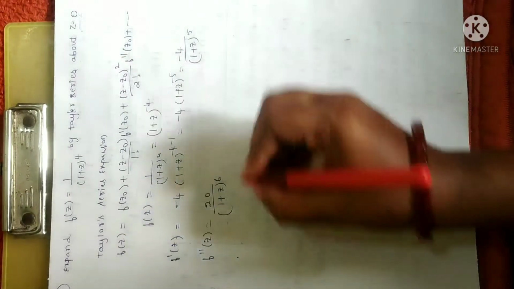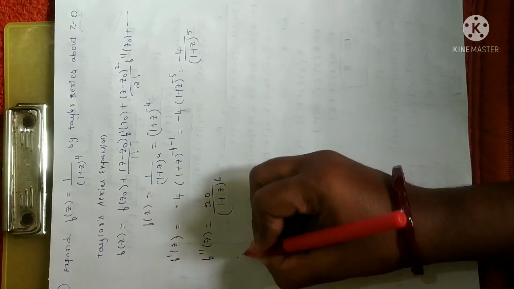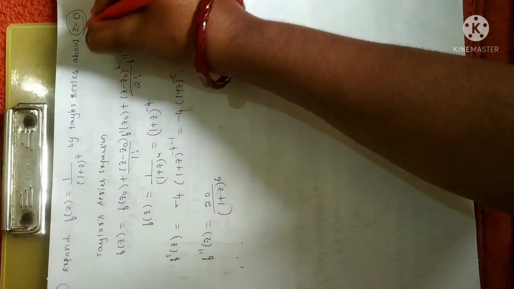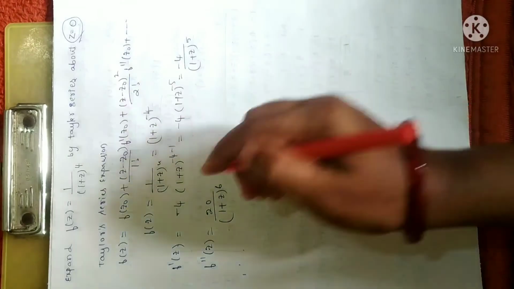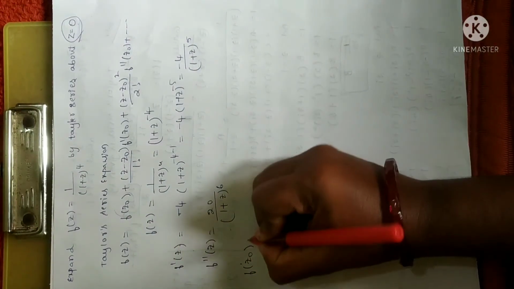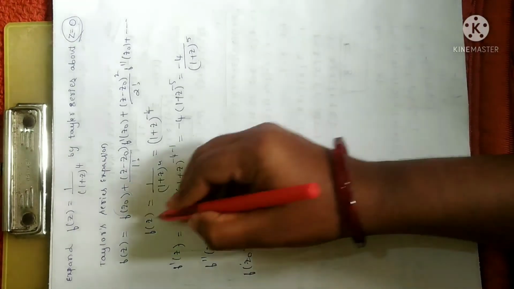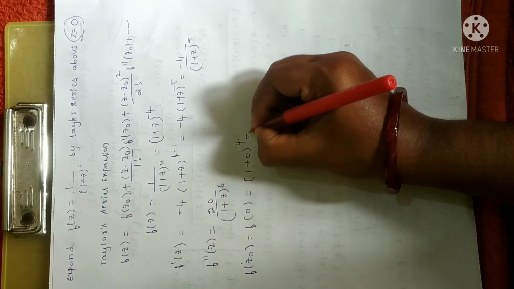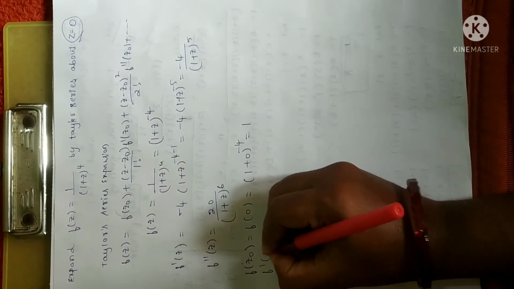Similarly, if you want, you can do one more step, or else you can stop here itself. So let me expand now about the point z is equal to 0. You have to substitute z is equal to 0 wherever necessary. So let me find f of z naught, in the sense f of 0. f of 0 is replace z with 0, so you will get 1 plus 0 power of minus 4. It is 1. Next, f dash of z naught we need.